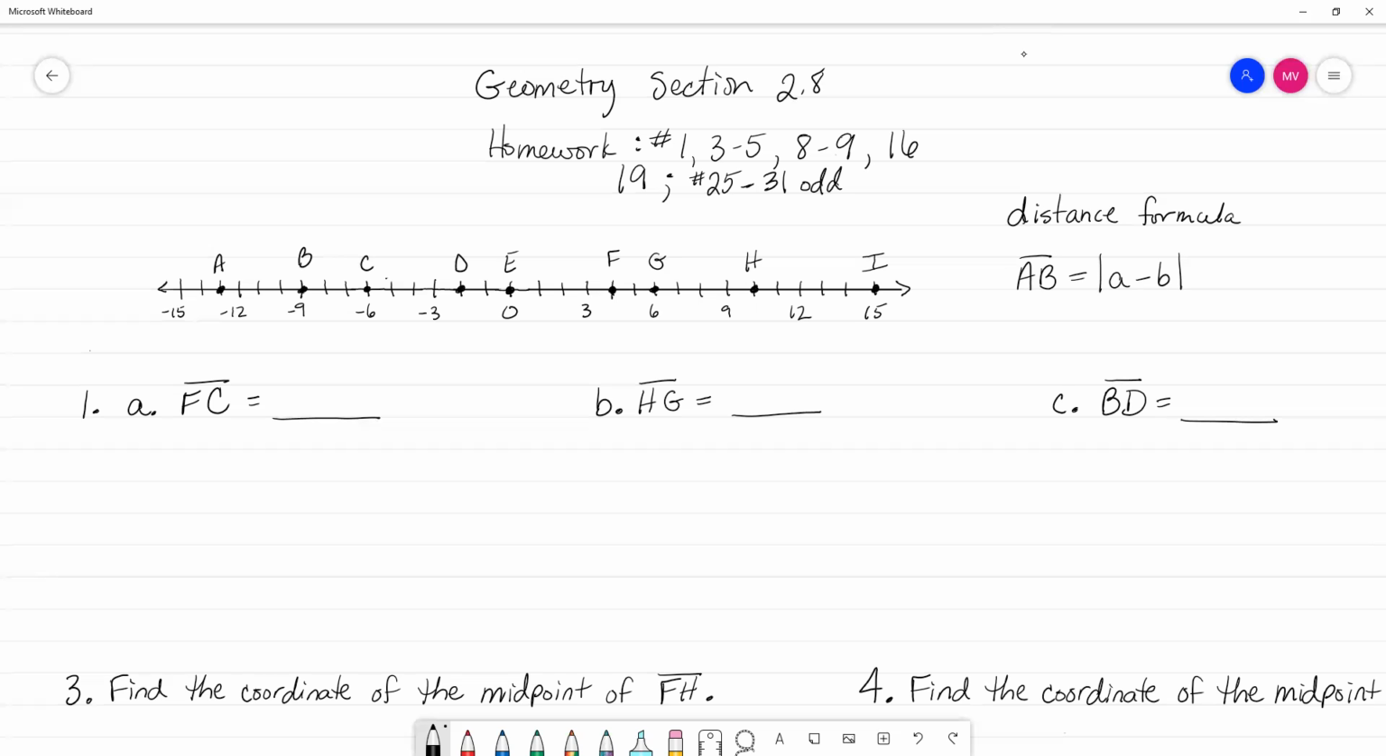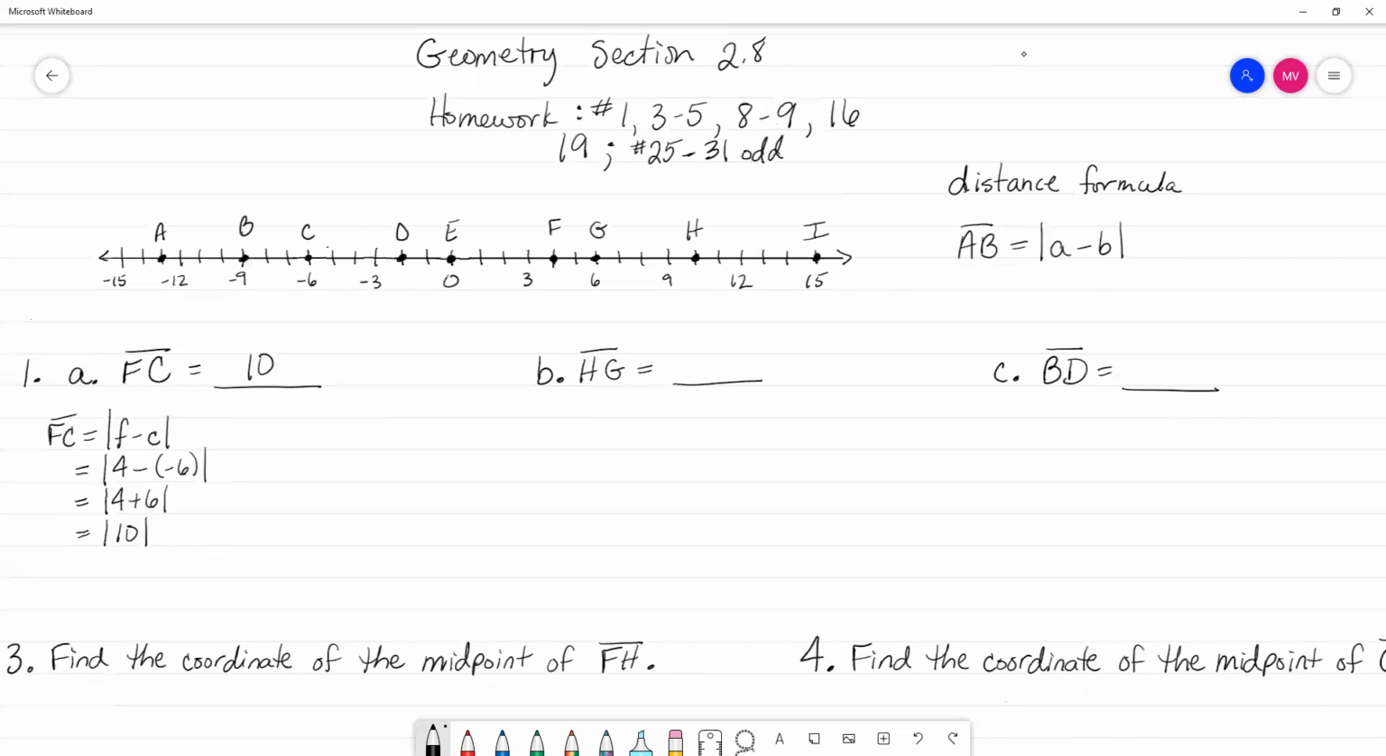So when we plug that in, we get line segment FC is equal to the absolute value of the coordinate at point F minus the coordinate at point C. So when we look at our number line, we see that the coordinate at F is 4 minus the coordinate at C, which is -6. Remember that absolute value is considered a grouping symbol when it comes to order of operations. So you solve inside the absolute value first, simplify: 4 minus a negative number is 4 plus 6, and that is equal to the absolute value of 10, which is just 10.